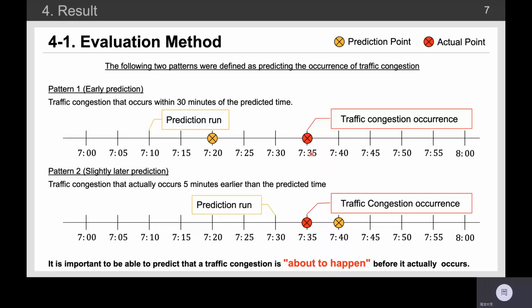in the figure below. From this, it is important to be able to predict that traffic congestion is about to happen before it actually occurs.